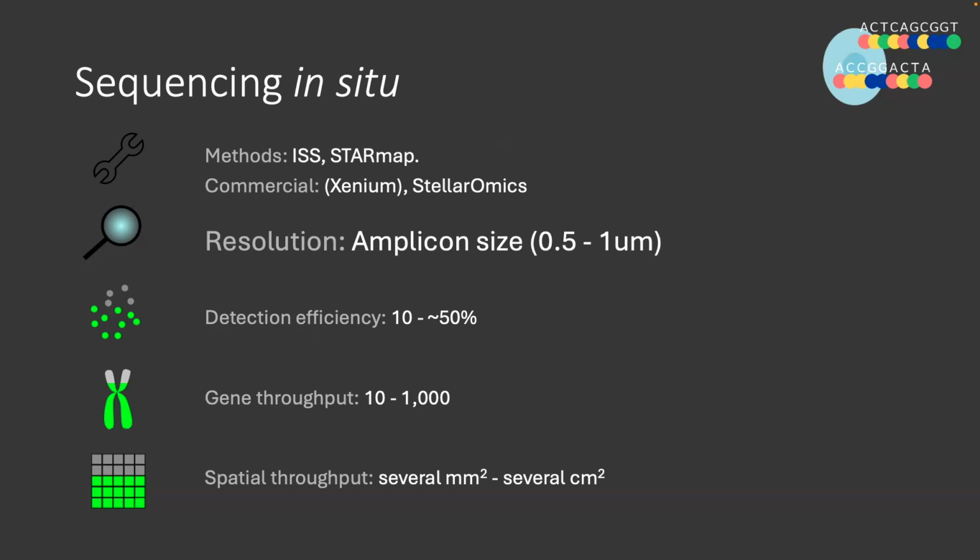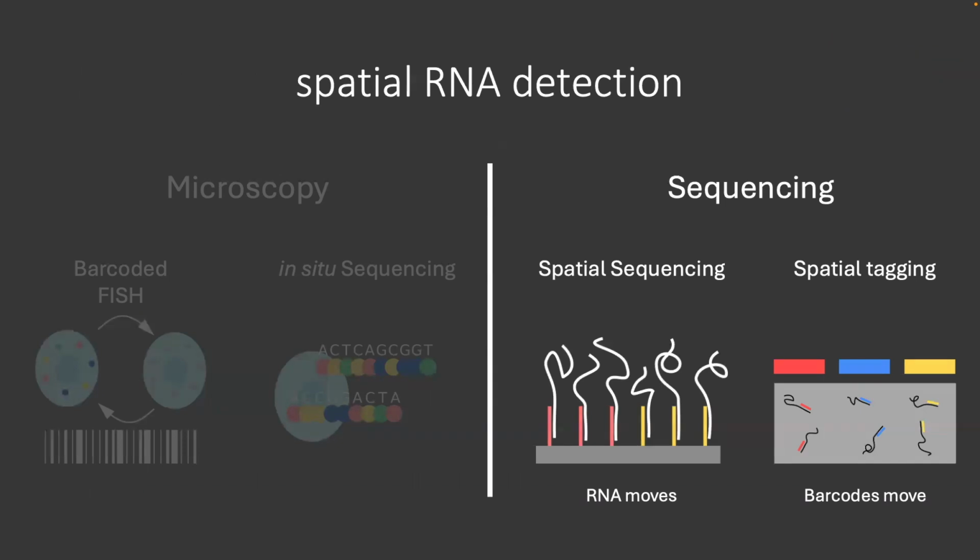Resolution, again, is limited by the amplicon size and the characteristics of the microscope. The detection efficiency is the same as for the other RCA-based methods. Gene throughput is tens to thousands. I think it's a bit higher than this number that I put here. And also the spatial throughput is very good. All right, let's move on to the next section, the sequencing-based methods.